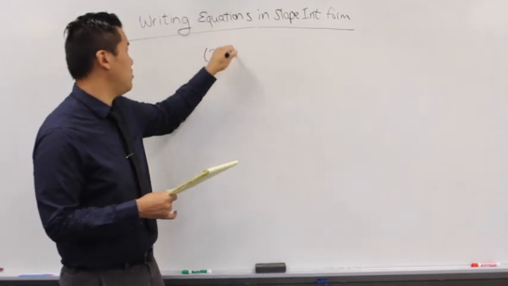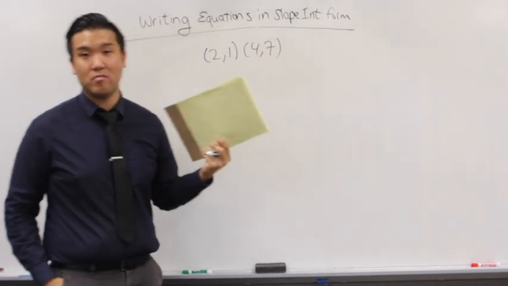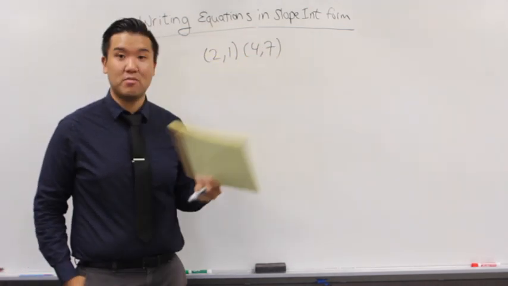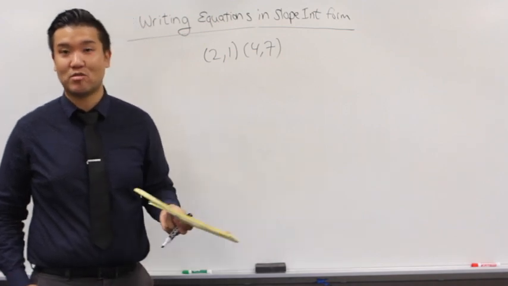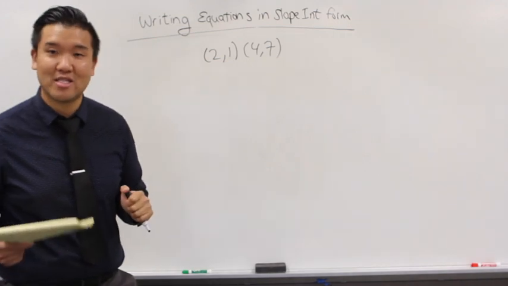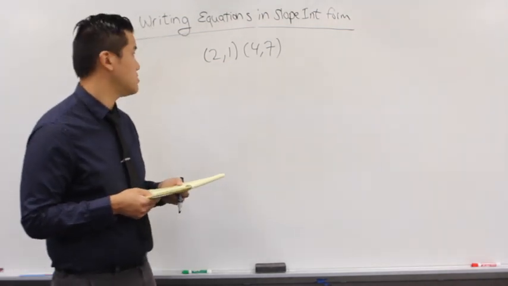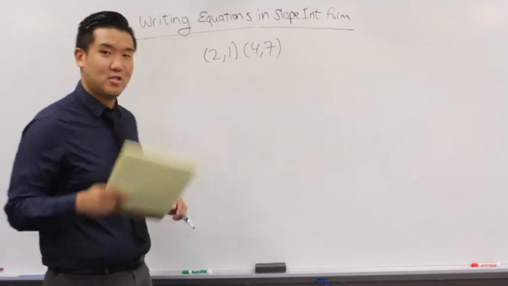So I gave you 2, 1, and 4, 7. I don't give you the slope. I do not give you the y-intercept, so you have to find all of it. Try your best as your last one. If you can do this, you're good to go. You master this concept. You got about 30 seconds to a minute. Try your best. Go. Okay, 2 things. Slope and y-intercept.